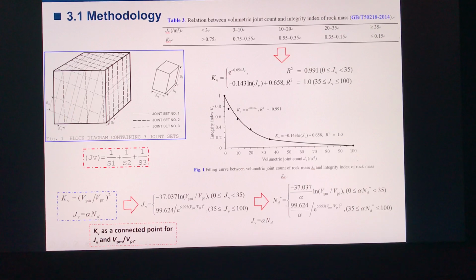And next, by employing this relationship between the joint frequency, from one-dimensional to three-dimensional, we can obtain the joint frequency in the RMR14 classification system from the easily obtained P-wave propagation velocity ratio.